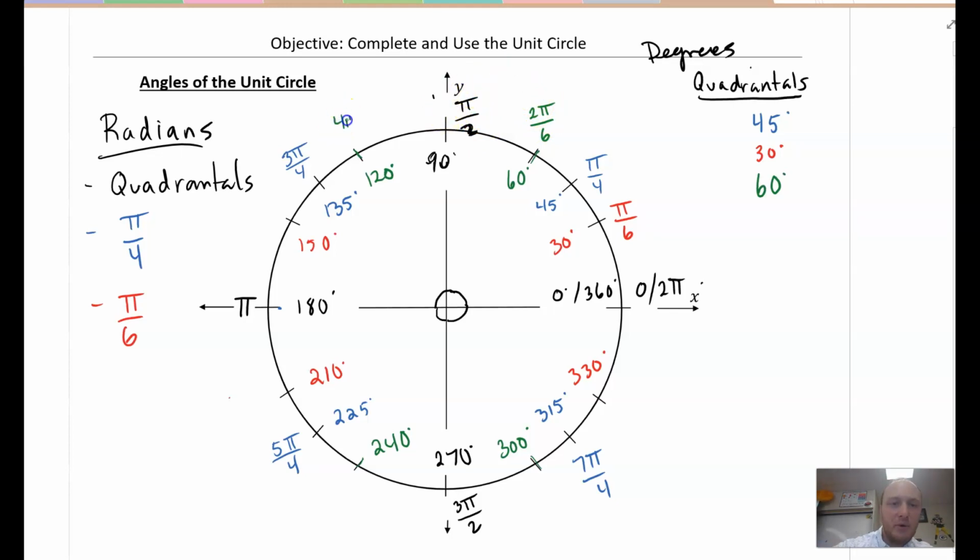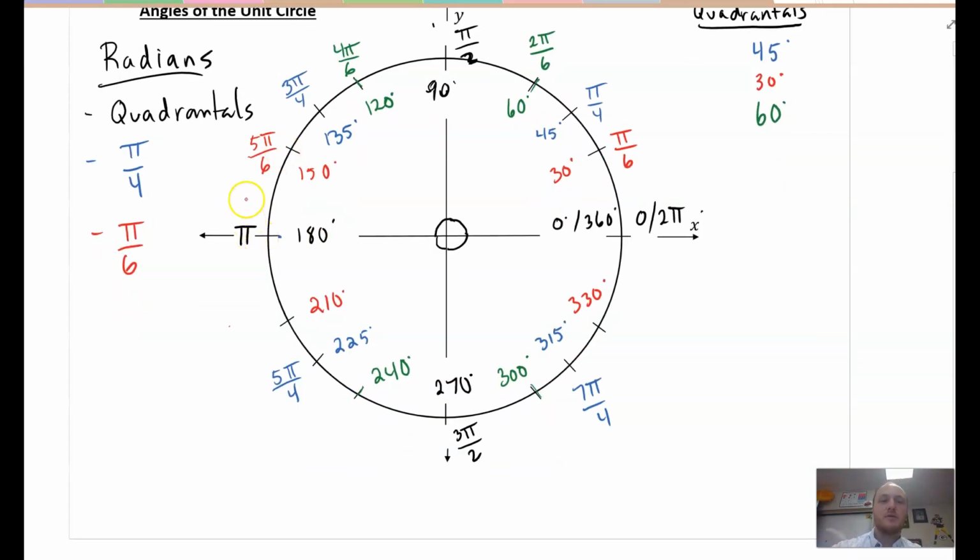I'll add again, I get 4 pi over 6. Add again, and I get 5 pi over 6. Add another one, we get 6 pi over 6. Well, that's pi. Add another one, and we get 7 pi over 6. Add another one, we get 8 pi over 6. One more gives us 9 pi over 6, which is 3 pi over 2. Add another one, I have 10 pi over 6. And then another one gives us 11 pi over 6. So there are all of our angles.